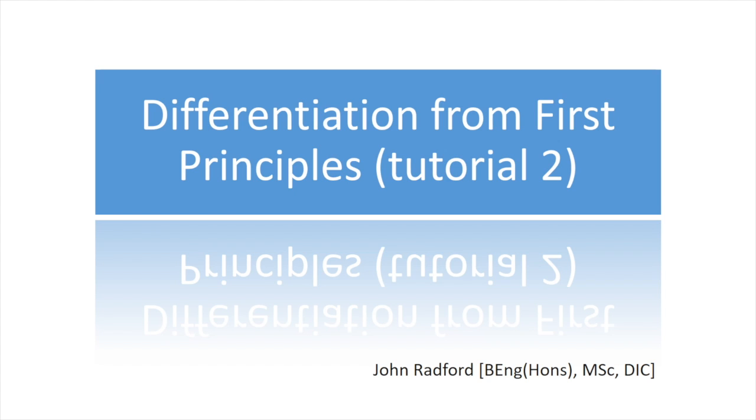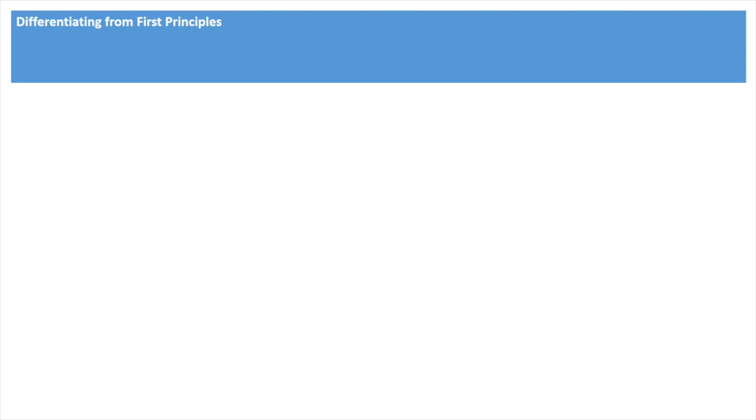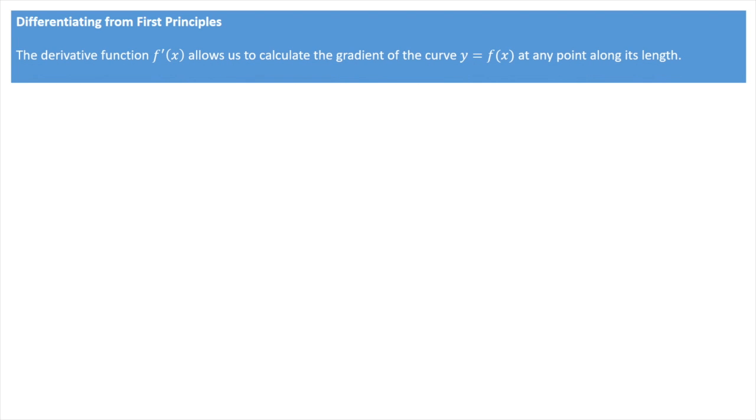In this video, we carry on with differentiation from first principles. Now remember, the derivative function is a function f'(x) which allows us to calculate the gradient of the curve y = f(x) at any point along its length. When we have f'(x), all we need to do is replace the x by the x-coordinate of the point at which we want to calculate the gradient, and we're done. It'll return the gradient.